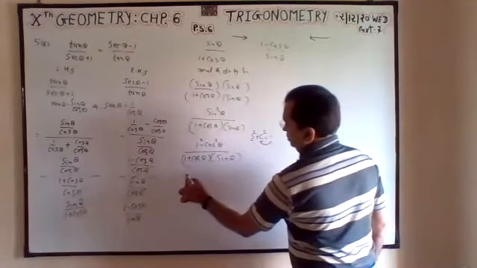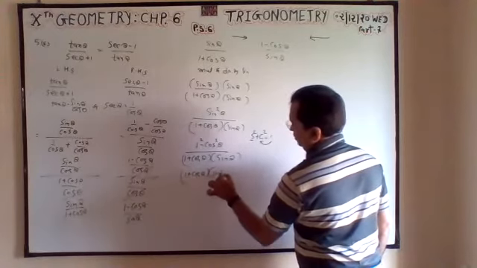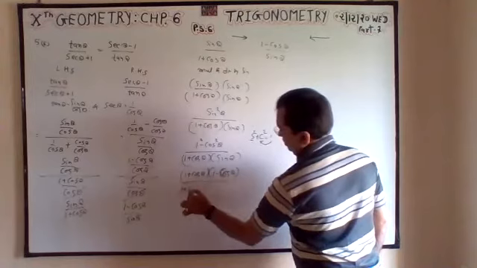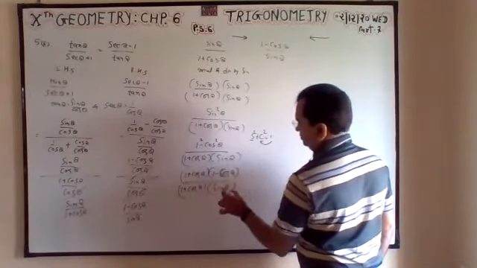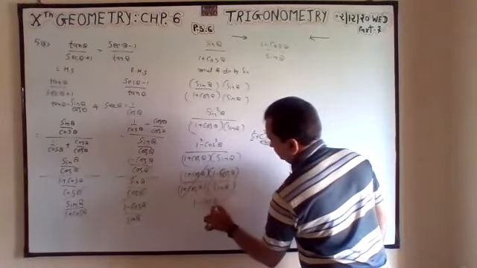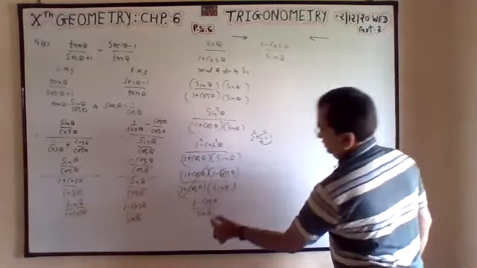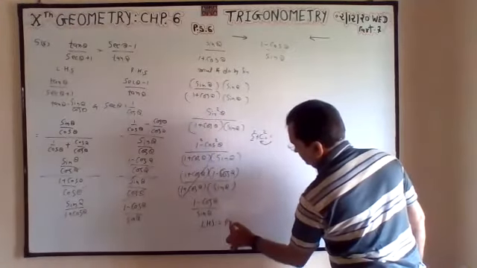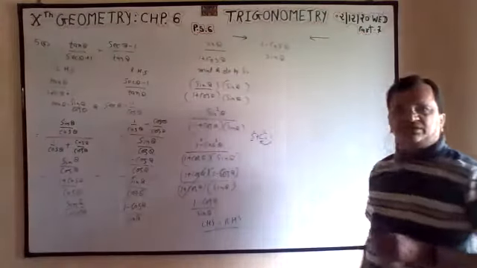Now this is a square minus b square. So 1 plus cos theta, 1 minus cos theta, over 1 plus cos theta, sine theta. So I'll cancel this. So I'll get 1 minus cos theta over sine theta. So this is left hand side and this is right hand side. Both are equal. So now you can write this equal to this.